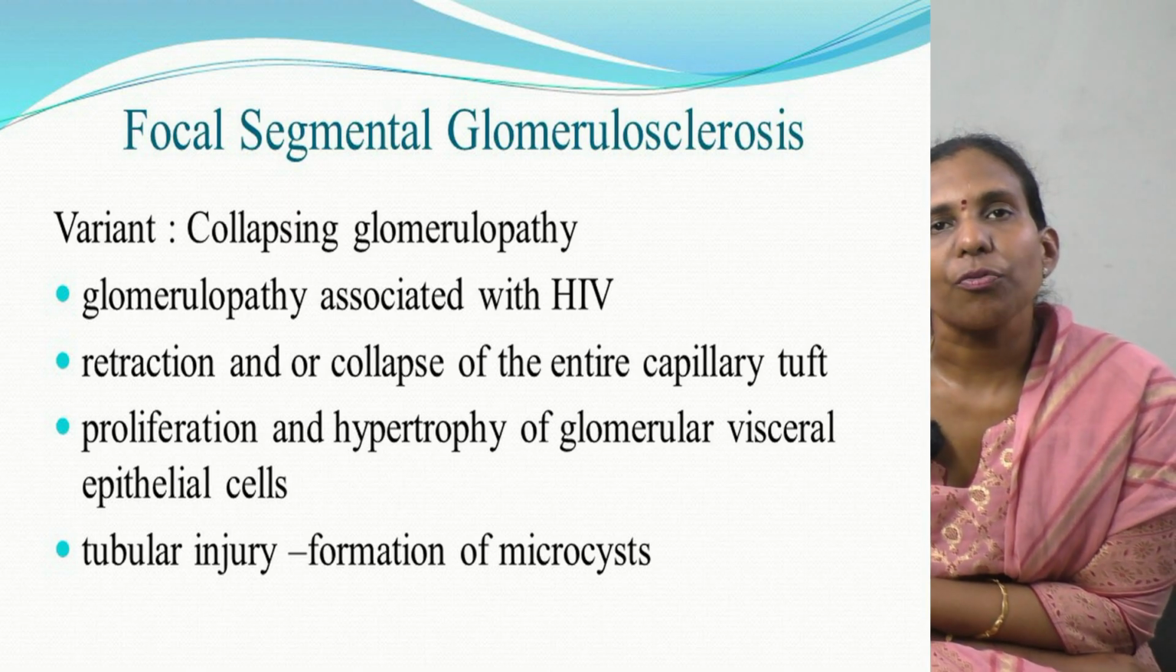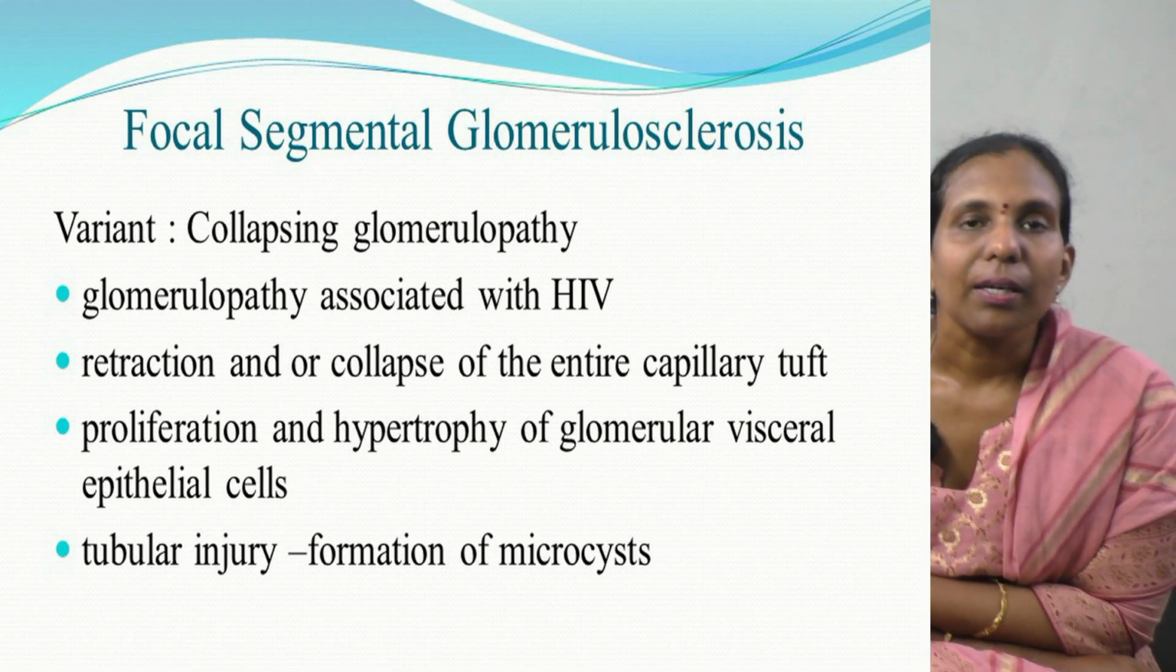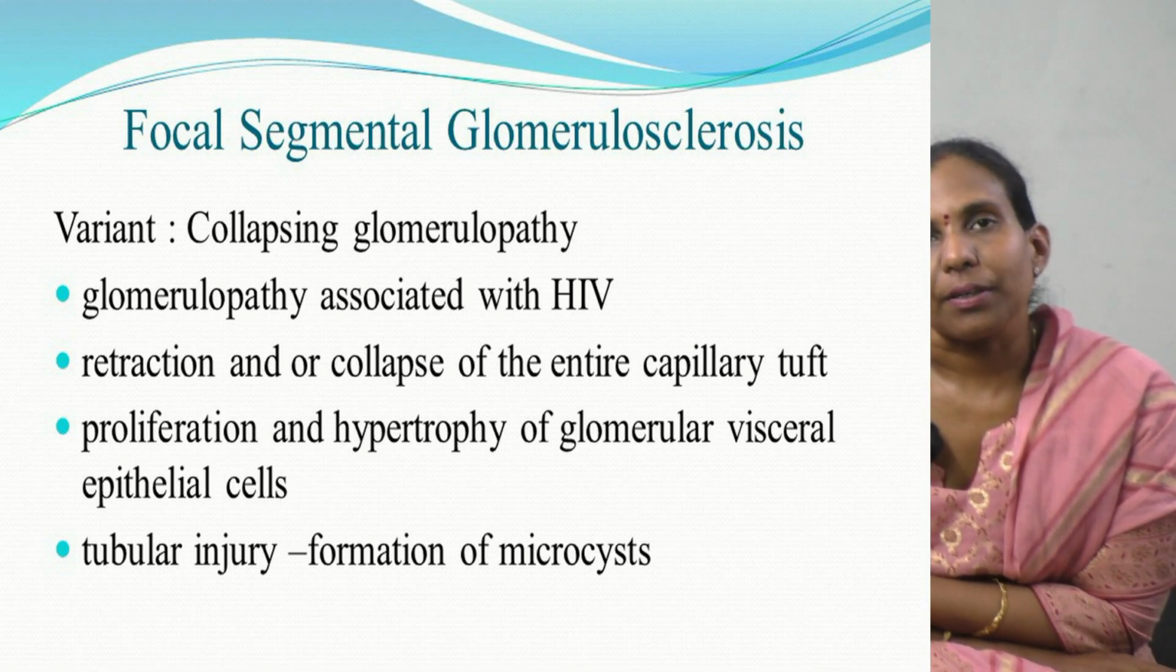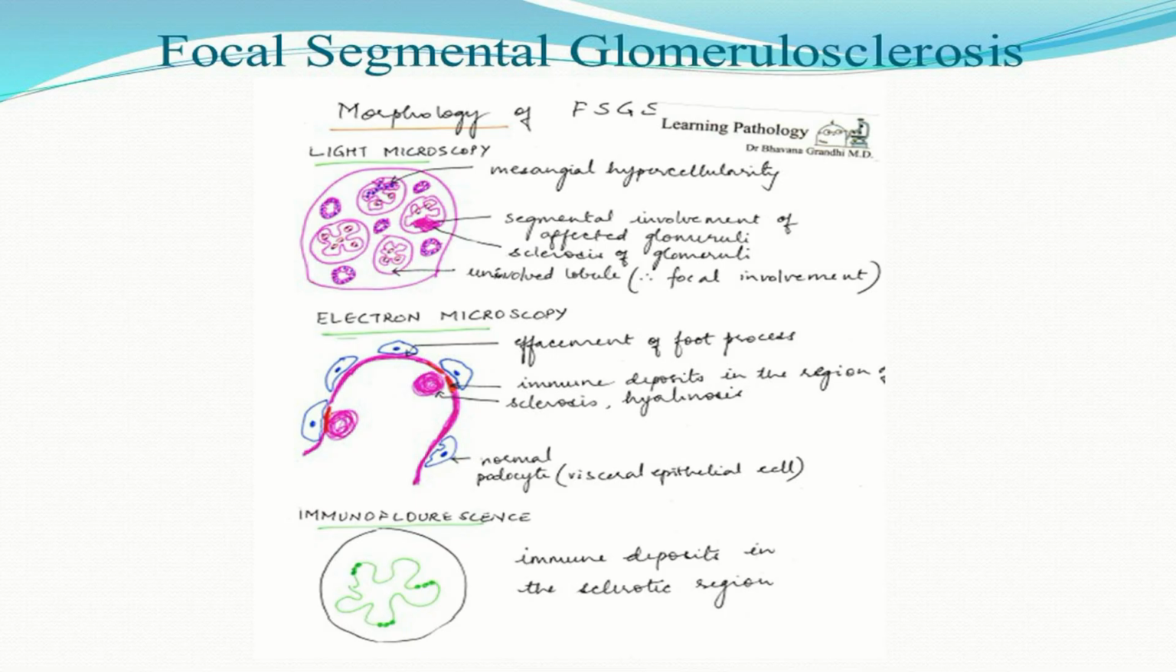Let us discuss a variant of FSGS called collapsing glomerulopathy, which is the glomerulopathy associated with HIV. There is retraction or collapse of the entire capillary tuft and proliferation of the glomerular visceral epithelial cells along with hypertrophy. The tubular injury is seen in the form of microcyst formation. So, overall view of FSGS: light microscopy shows mesangial hypercellularity, with segmental and focal involvement of the glomeruli. Electron microscopy shows effacement of foot processes along with immune complexes, with sclerosis and hyalinosis.